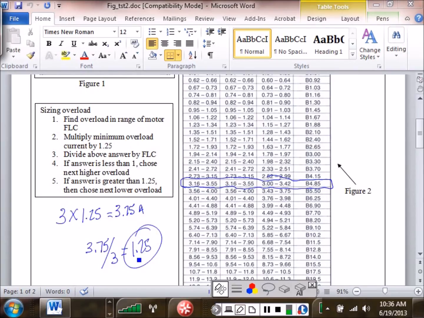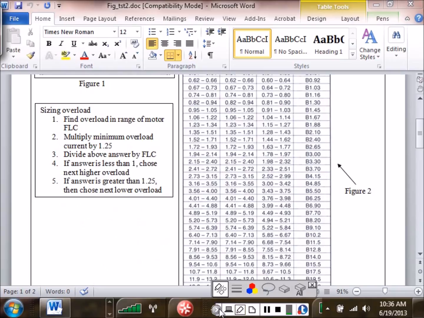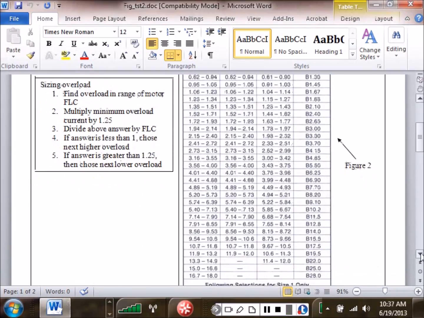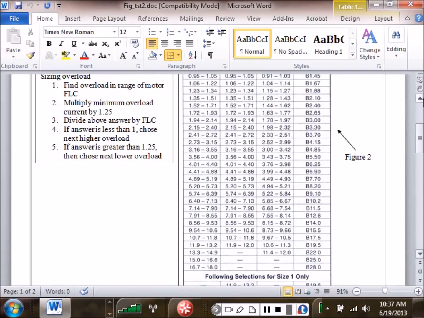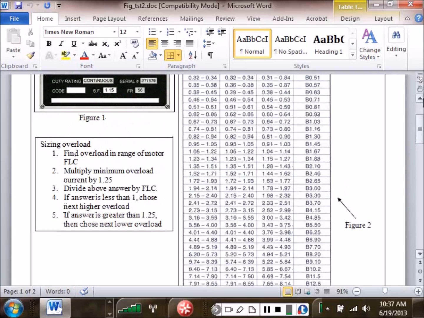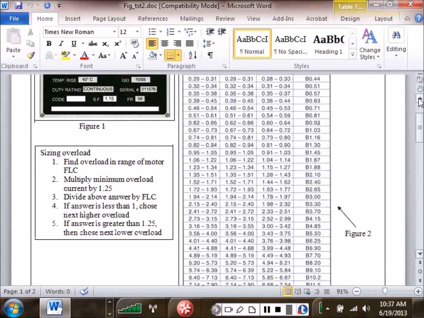So can we do that? Yes. So let's make sure it's on the chart. I think this guy here goes up to 18 amps. But that's only on single phase. So let's do something in the 3-phase category.